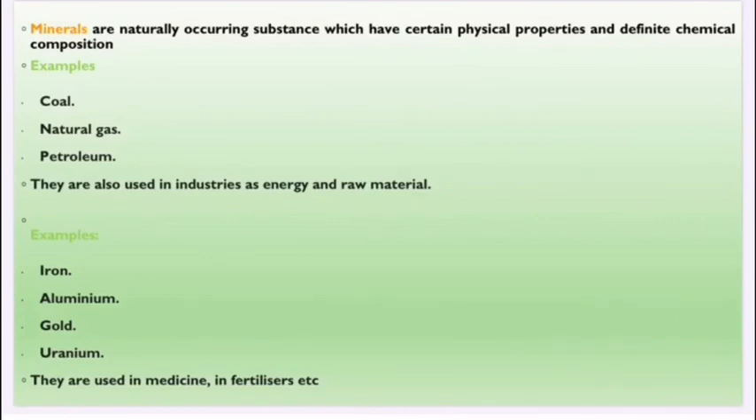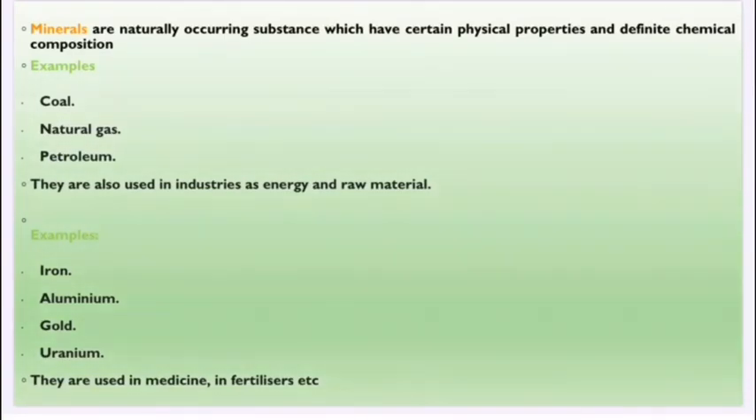Here I have given some examples like coal, natural gases and petroleum. They are also used in industries as energy and raw materials. In industry, for raw material they use coal and natural gases like hydrogen and nitrogen. These are the natural gases, and then petroleum.